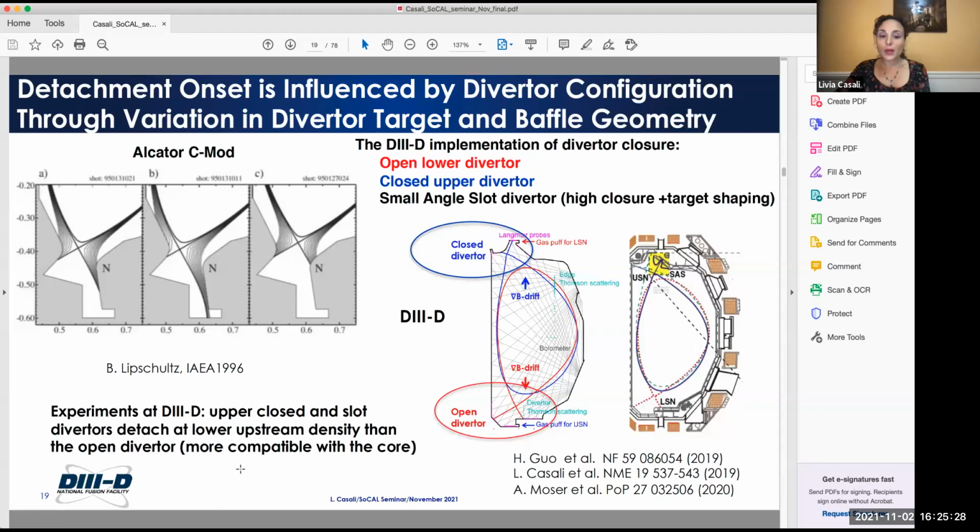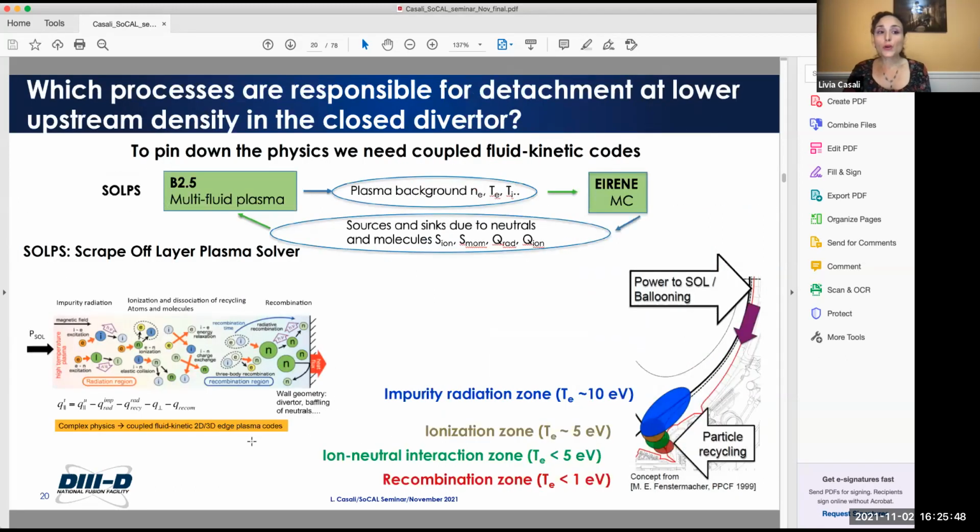Experiments at DIII-D have shown that the upper closed and the slot divertor can detach at a lower upstream density than the open divertor, which is also more compatible with the core. And this has been confirmed by the simulations as well. Now, of course, the question to be asked here is, which are the processes that lead to this detachment and lower upstream density in the closed divertor?